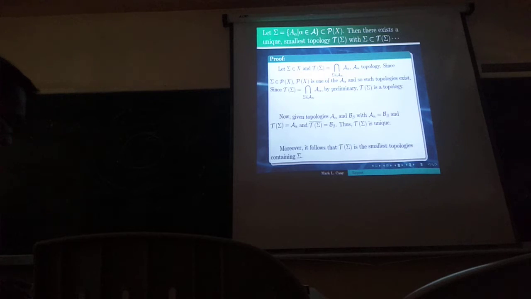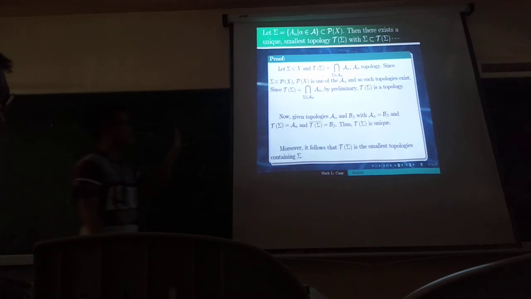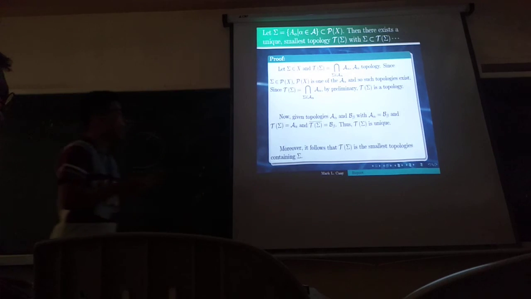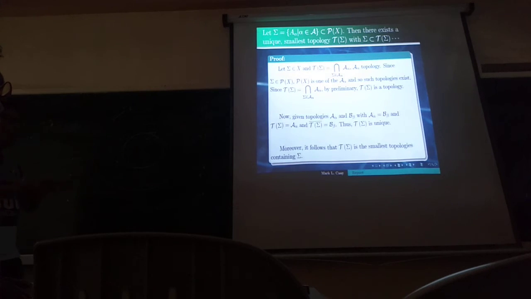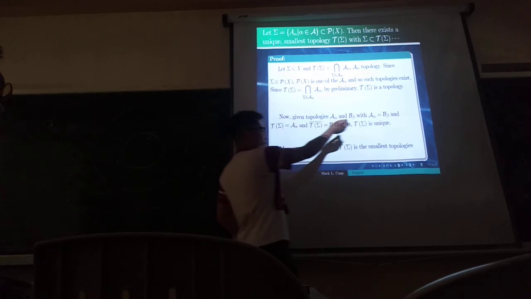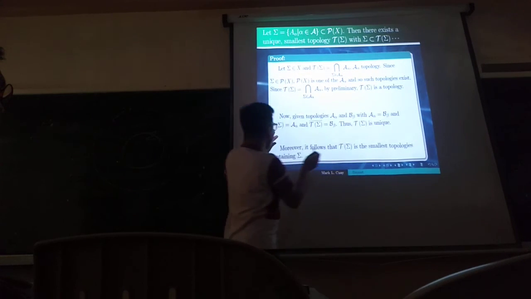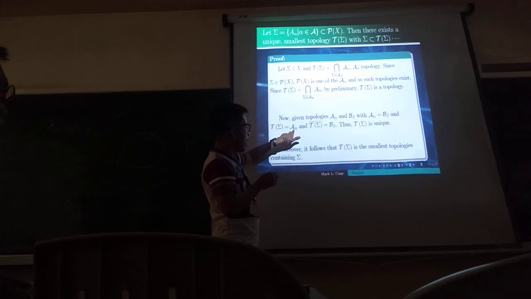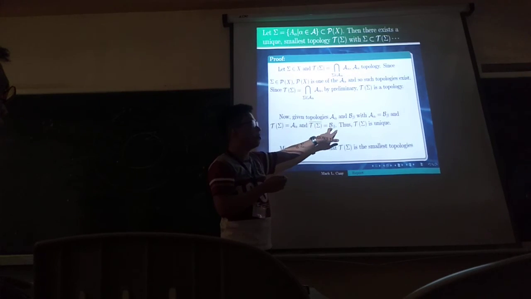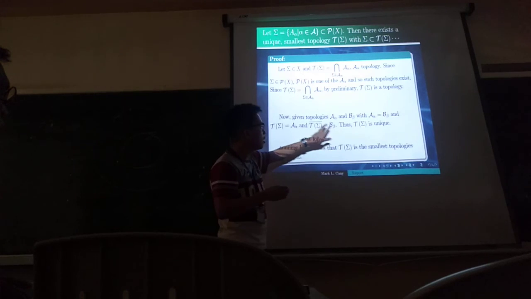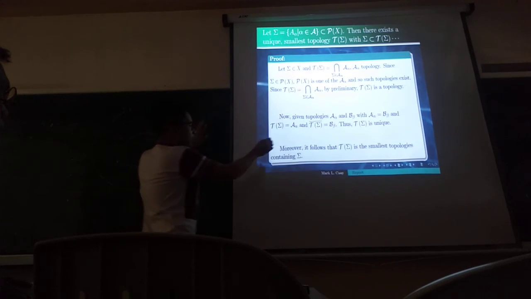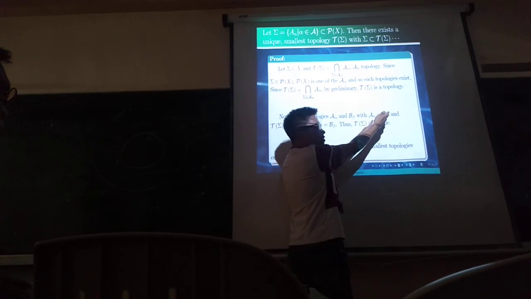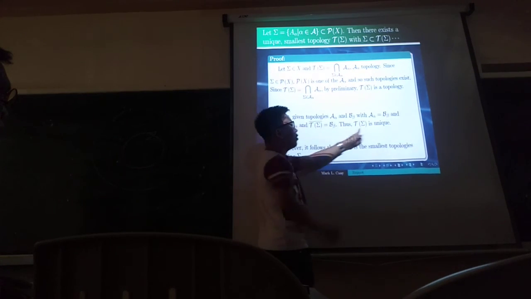Now, given topologies, let's assume an arbitrary topology is A sub alpha and B sub beta. So let's show that if we have this equality, note that T of sigma equals A, and you have T of sigma bar equals B of beta bar. Okay. Now, it's very obvious. Equality, transitivity, these are equal, therefore this is unique.